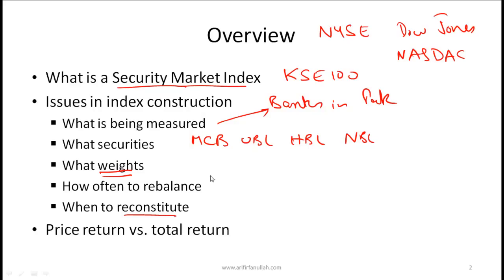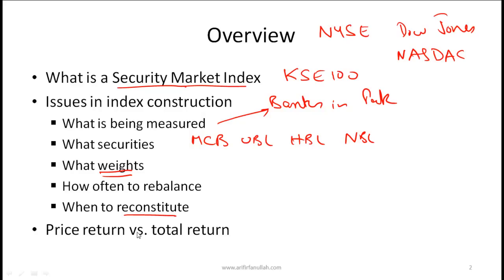So if our rule earlier on was the 4 largest banks measured by market capitalization, then every 6 months we'll see whether these 4 are still the banks with the largest market cap. If not, say UBL loses some market capitalization and Mizan Bank becomes the 4th biggest bank, then we kick out UBL from this index and stick in Mizan Bank, just as an example.